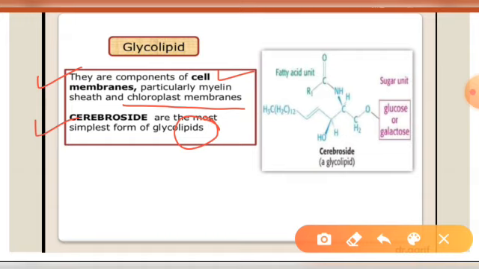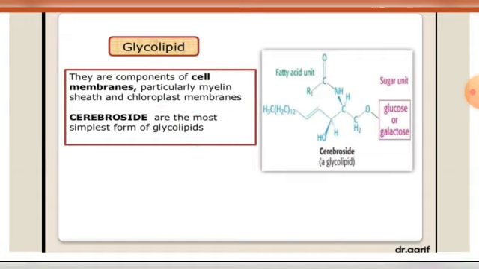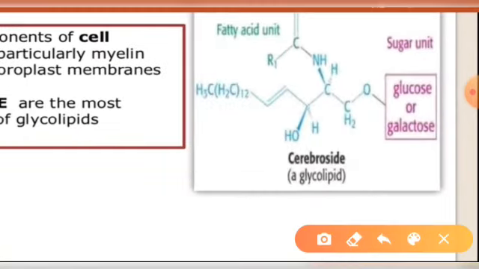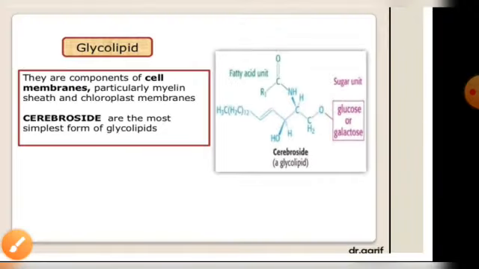For example, we can see here that a glucose molecule is associated with one end of the alcohol in the glycolipid cerebroside. So glucose or galactose molecules are associated with the glycolipid cerebroside.